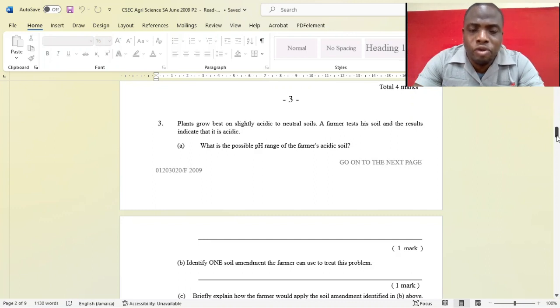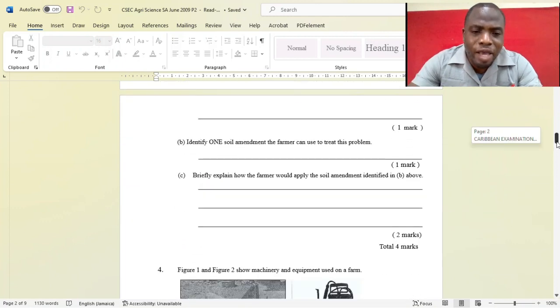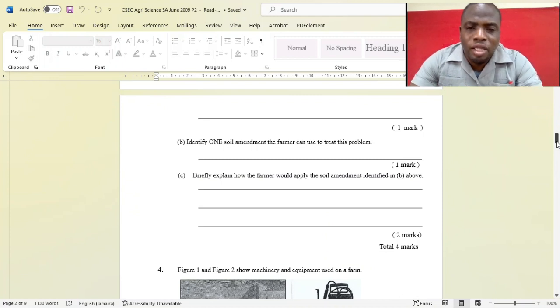And as they said before, we have a neutral aspect as well, which is 7. Now, anything below 7 would be considered acidic. So if you want to give a pH range, you can give one of those pH values below 7. Now, identify one soil amendment the farmer can use to treat this problem.